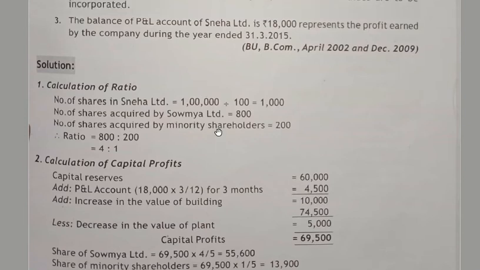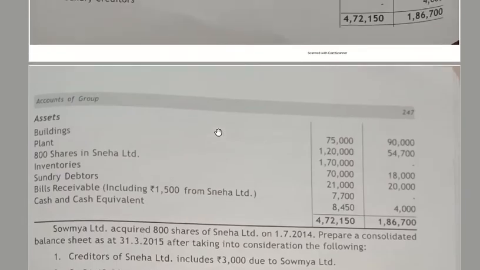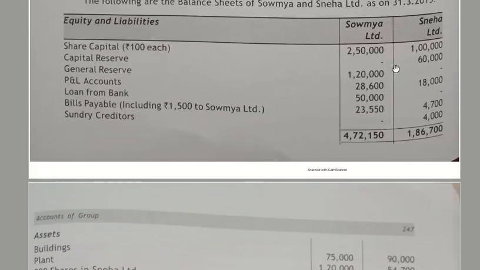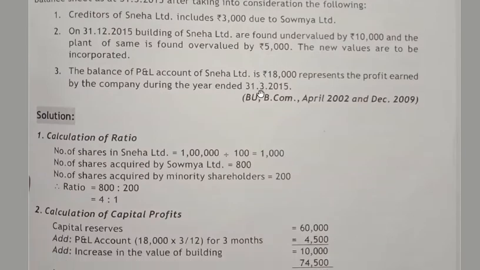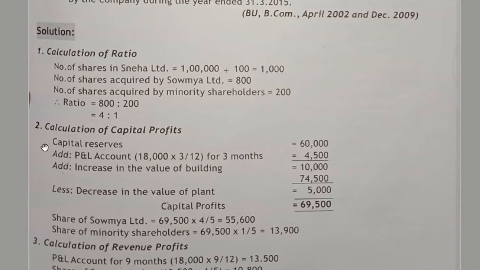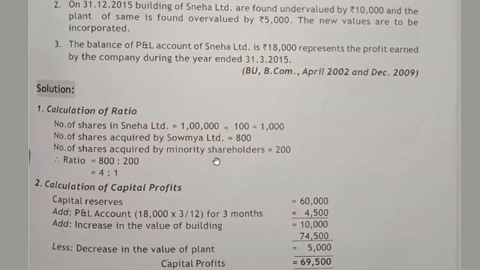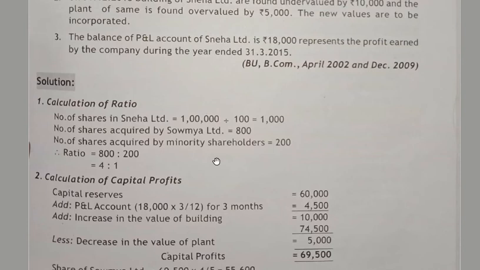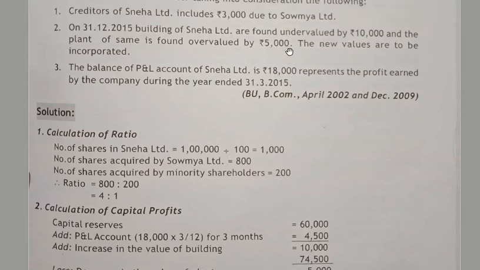So in your question, if you see, the capital reserve of Sneha Limited was 60,000 and the profit and loss account is 80,000. So there is no general reserve. So capital reserve is 60,000. So you add your profit and loss account for 3 months, that is for 80,000 into 3 by 12.